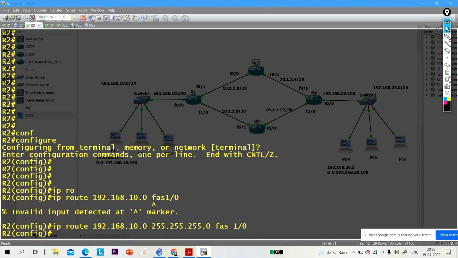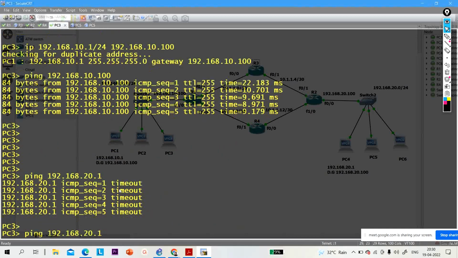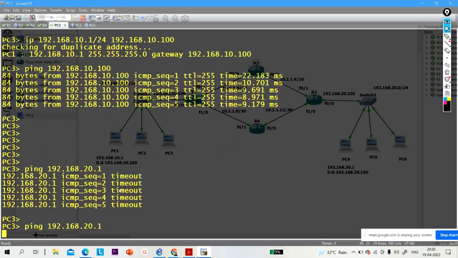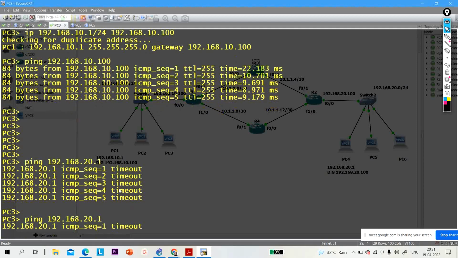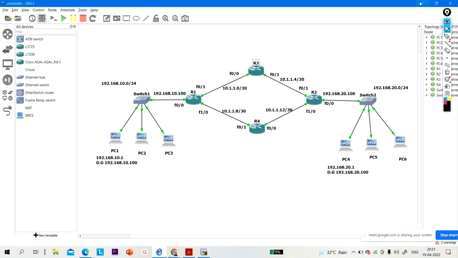Now see what will happen if I ping now. You can see the same ping, 192.168.20.1. Request timeout. Still. Now on which router is traffic dropping? Which type of traffic is dropping, request or reply? Reply, right? So now the reply is dropping on R4.